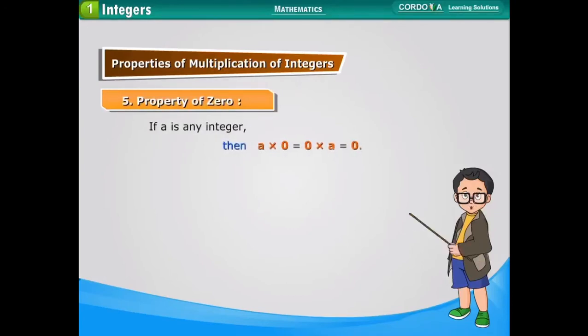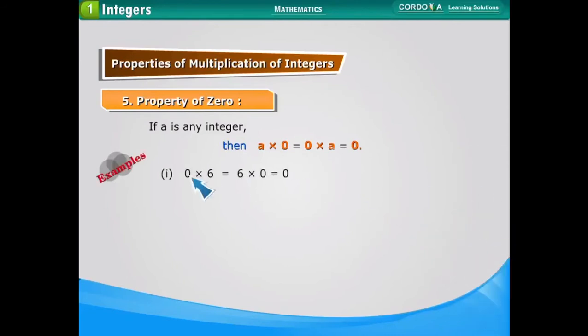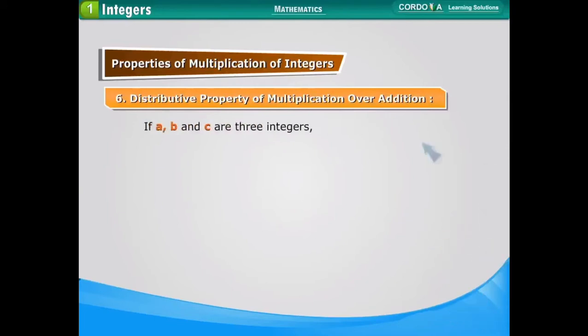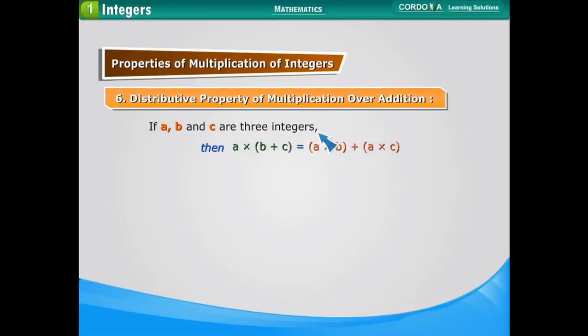Property of 0. If a is any integer, then a × 0 = 0 × a = 0. Examples: 0 × 6 = 6 × 0 = 0. −5 × 0 = 0 × −5 = 0. Distributive property of multiplication over addition. If a, b and c are three integers, then a × (b + c) = a × b + a × c.